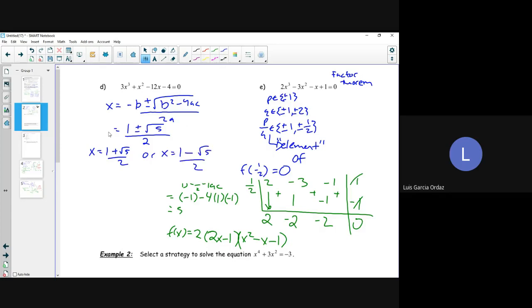And we just keep it like that? You can leave it like that. You don't have to calculate the approximate value. If I ever say leave it in the exact value, you're leaving it like this.